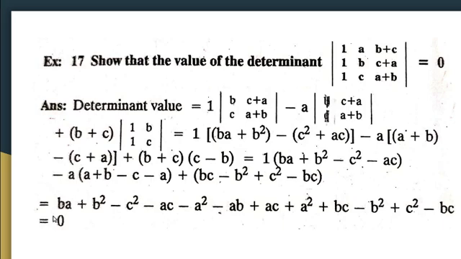By simplifying these values, finally we will get the value of this determinant as 0. ba, we will cancel out here, minus ab, b square minus b square minus c square plus c square minus ac plus ac minus a square plus a square. Then all these values will get cancelled, and finally we get the value 0. So we proved that the value of this determinant is equal to 0.